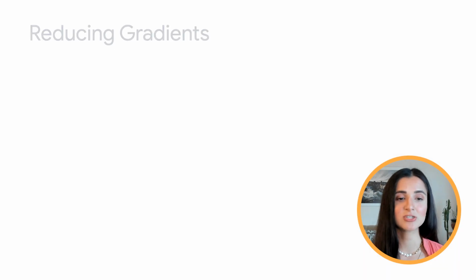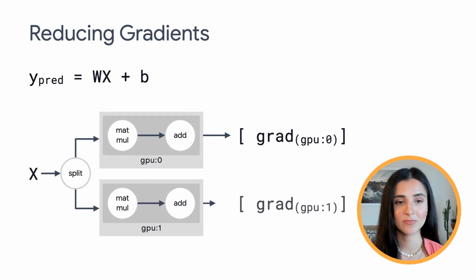First, we return to our linear example from before. Remember, the input data X is split in 2 because we have 2 GPUs, and one slice of the data goes to GPU 0 and the other to GPU 1. Each GPU performs the forward pass on a different slice of the input data to compute the loss. Each GPU then computes the gradients based on the loss function.